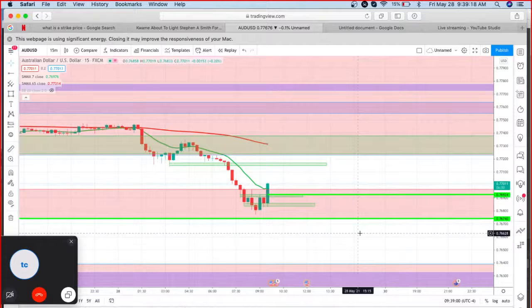76925 is going to be one of my areas I'm going to go. It's going to be a buy limit at 76925. And we're going to go with the 20 as well.